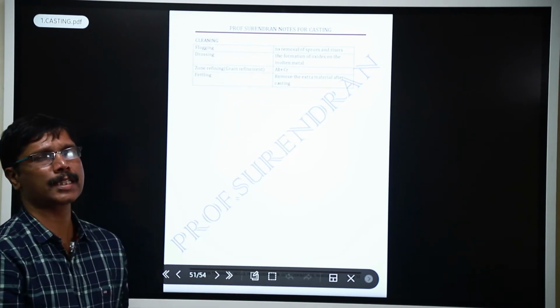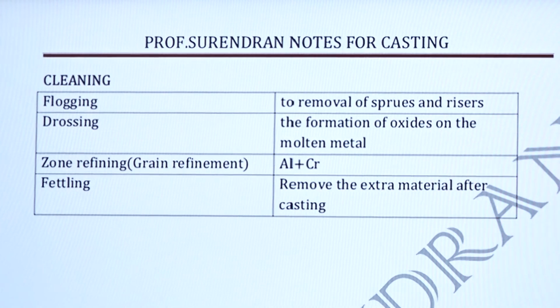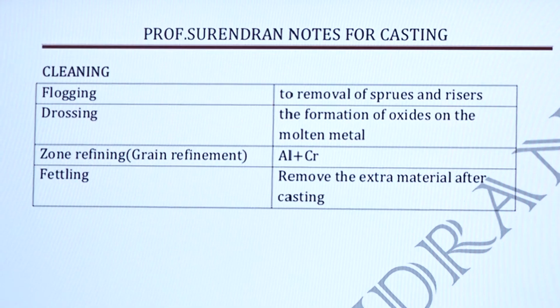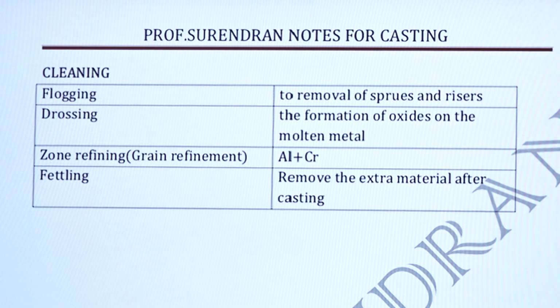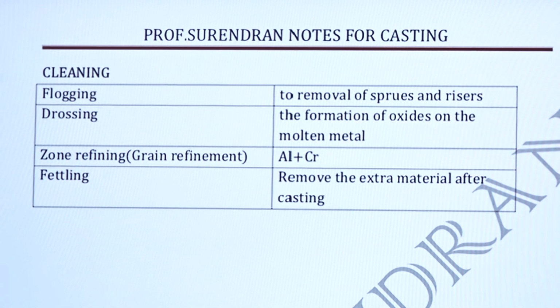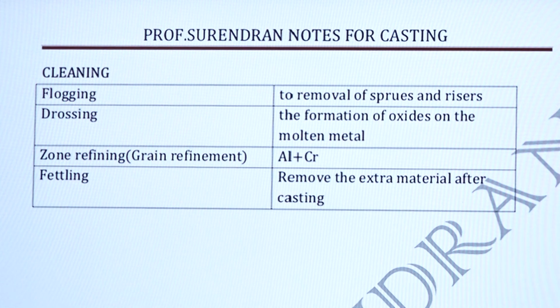Next we are going to discuss flogging. What do you mean by flogging? Flogging is the removal of sprue and riser. Drossing. What do you mean by drossing? The formation of oxides in the molten metal is drossing. And fettling. Fettling is the removal of extra material from the casting.